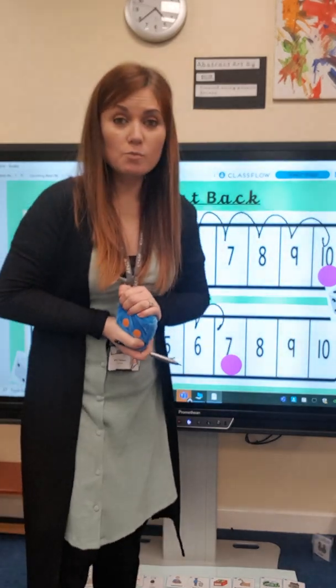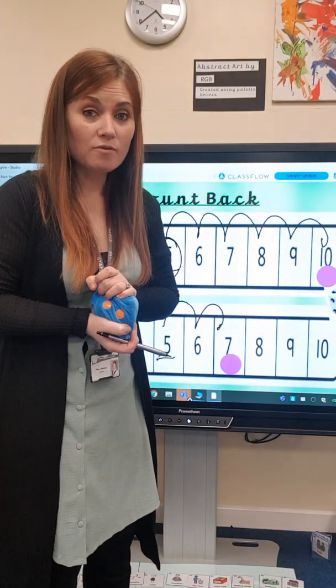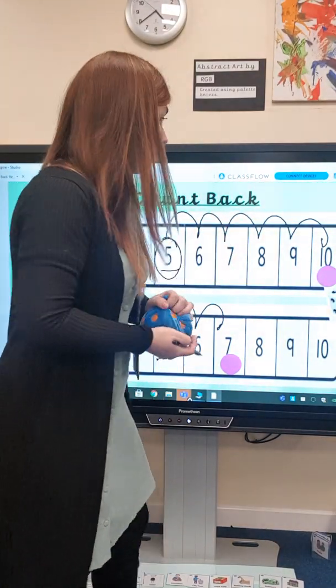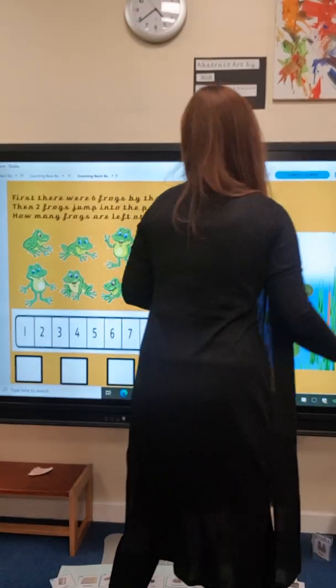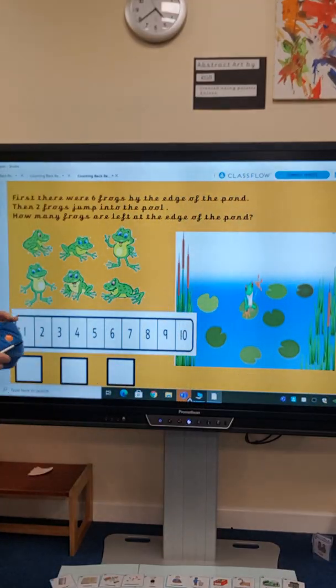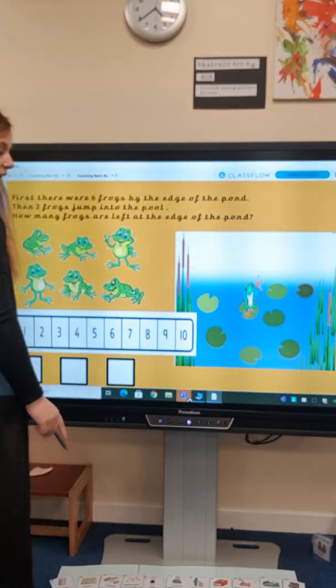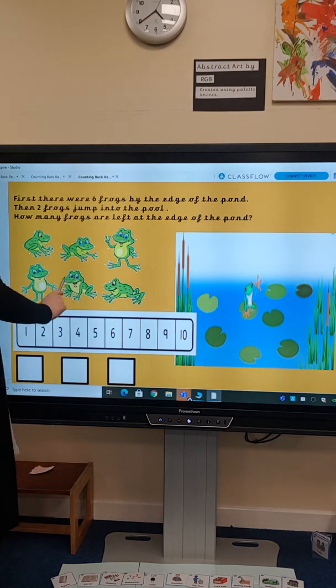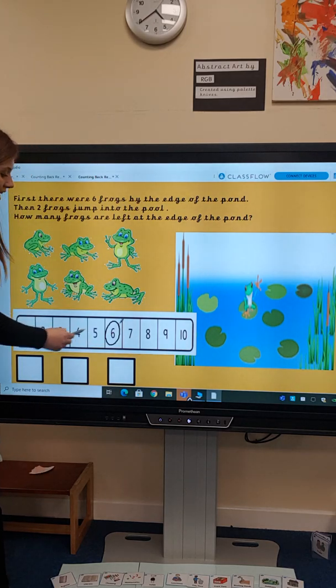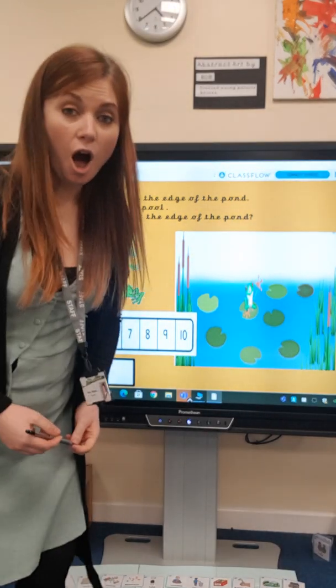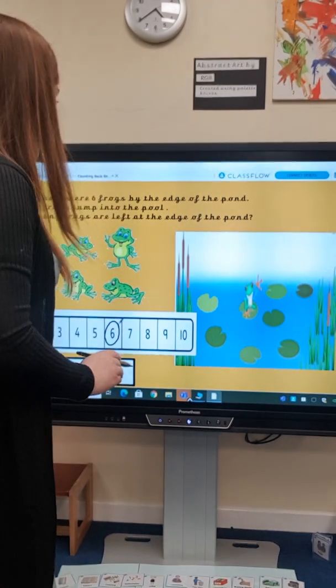So let's have a look at some number stories and see how that relates to objects and put that into a context. Let's have a look at these frogs. First, there were 6 frogs by the edge of the pool. Let's just check. 1, 2, 3, 4, 5, 6. I've got 6 frogs at the edge of the pool. I'm going to circle number 6.